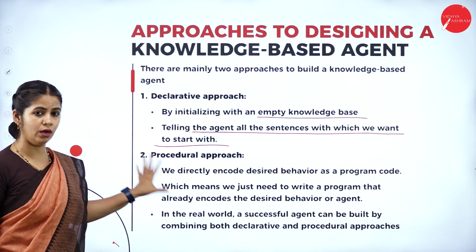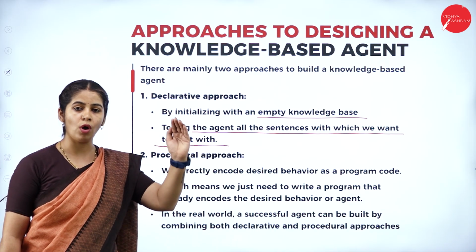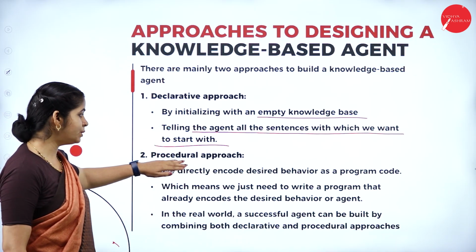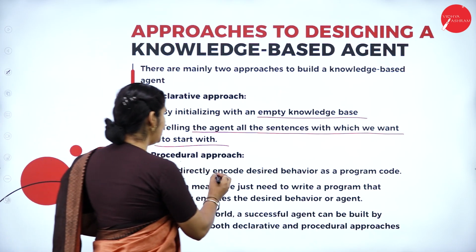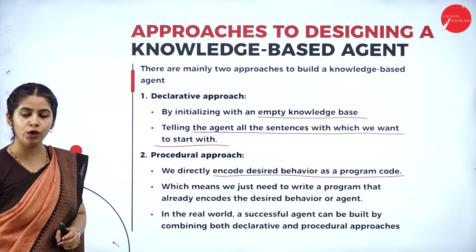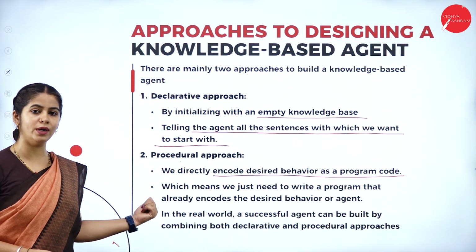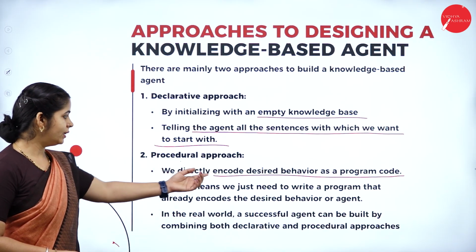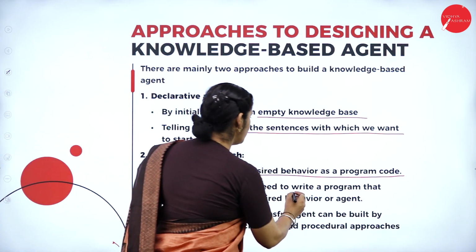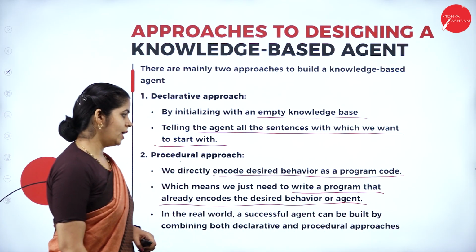The second type of approach is the procedural approach. We are supposed to write proper code for this, that is, programming code, called procedural code. We directly encode the desired behavior as programming code. That's what we have seen, the pseudo code for tell, ask and perform. That is a procedural approach example, which means we just need to write the program that already encodes the desired behavior of the agent.